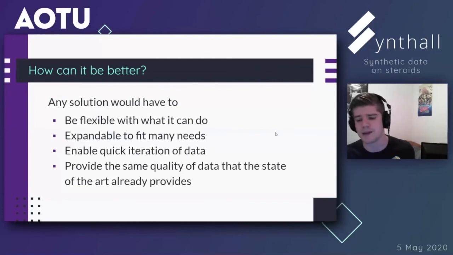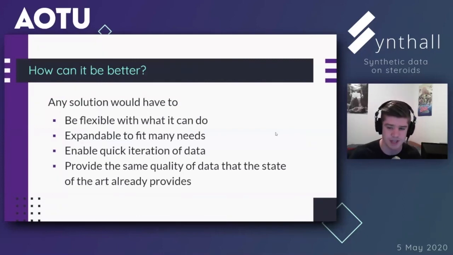And what can we do to make it better? Well, according to what we've found, any solution would have to really be flexible with what it can do. It would need to be expandable to fit all the needs of the people that wanted to use synthetic data in their projects. If you need to detect cars or spaceships or rockets or snails or whatever you're detecting, it should be able to cover all of those bases in a way that's easy for someone to use.